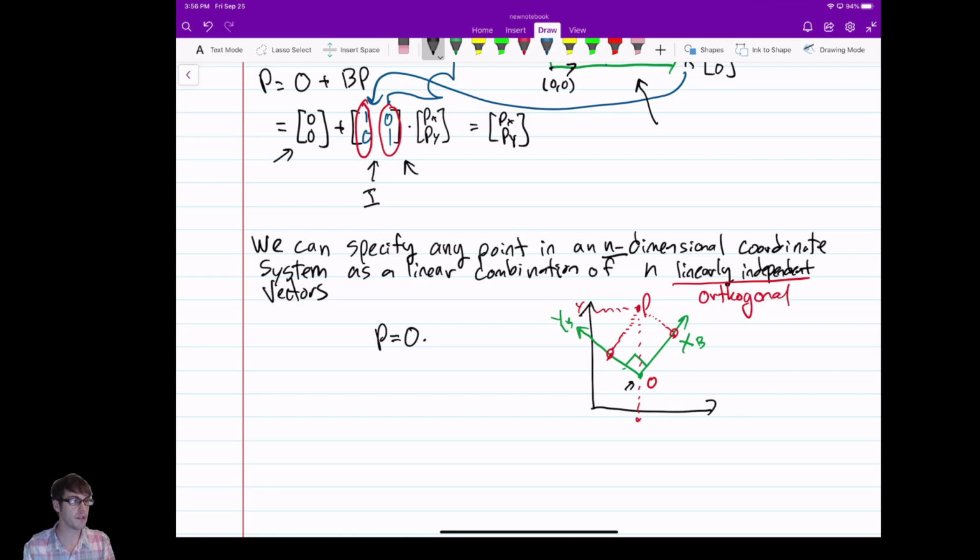It's going to be the origin plus the x coordinate, how many along there? So the x basis times the x coordinate, and then the y basis times the y coordinate. So what this means is I take the origin here, I add in this many times that vector, and this many times that vector.